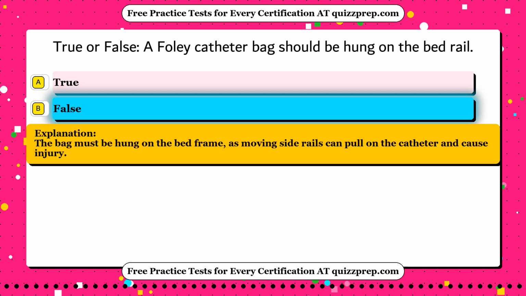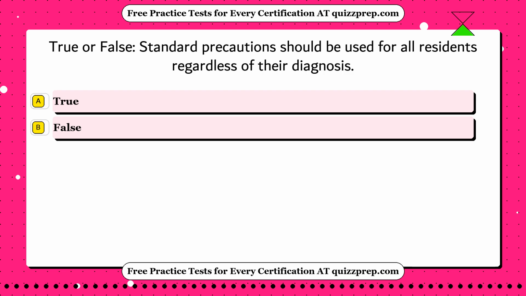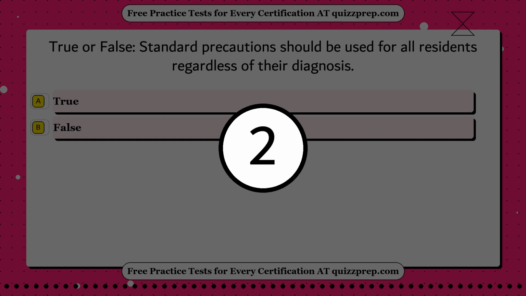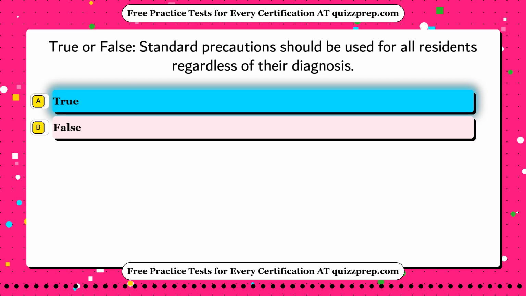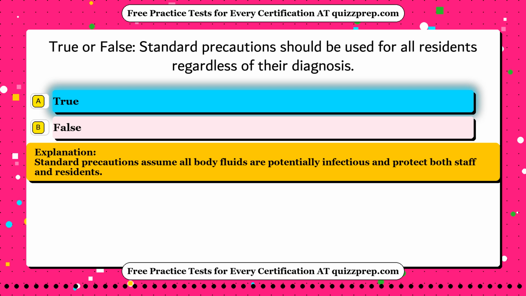injury. Question 64. True or false, standard precautions should be used for all residents regardless of their diagnosis. Option A, true. Option B, false. The correct answer is option A, true. Standard precautions assume all body fluids are potentially infectious and protect both staff and residents.